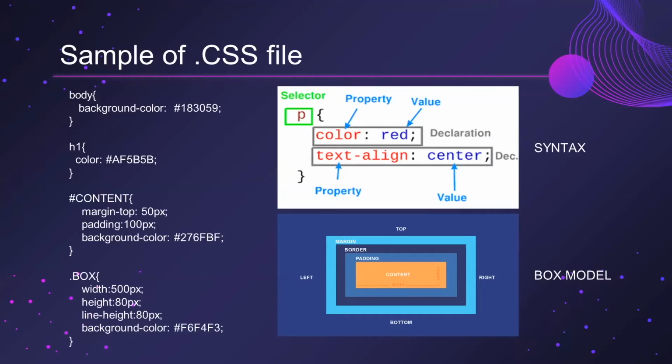Then you have to start with the curly brackets, and then you will have the key and value pair, where your key would be something like background color, colors, padding, text align, whatever you're trying to define. The property you're trying to define will be on the left hand side, and with the colon on the right hand side, it will contain the value. So this is the syntax of the CSS file.